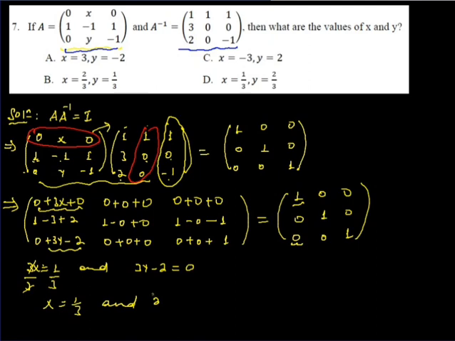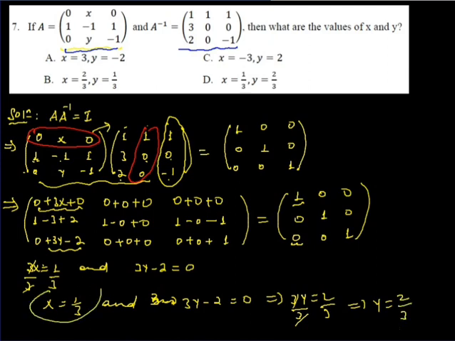And 3y minus 2 is equal to 0 means 3y is equal to 2. Dividing both sides by 3, y becomes 2 over 3. So the question is the value of x and y, which is 1 over 3 and 2 over 3. So x is 1 over 3, y is 2 over 3. Therefore, our answer will be D.